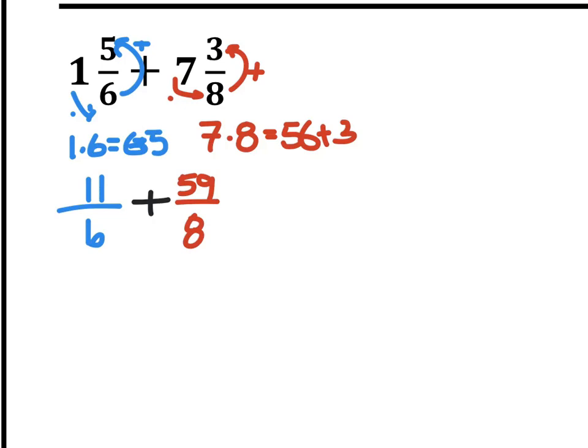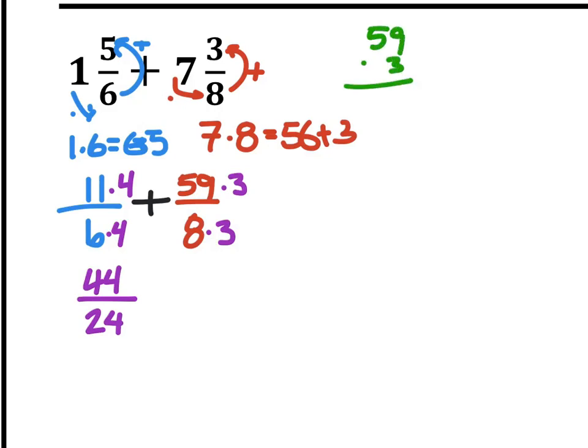Now we don't have common denominators here, but we can find them. Looks like, again, I think we've used this one already with the 24, so I'd take 6 times 4, and I'd have to do 8 times 3 to get that, so we'll do 11 times 4 and the 59 times the 3. So that would be 44/24 plus 59, I'll have to do this one over here, 59 times 3, which is 27. 3 times 5 is 15, plus 2 is 17. So that's going to be 177/24. And again, we're adding these two together.